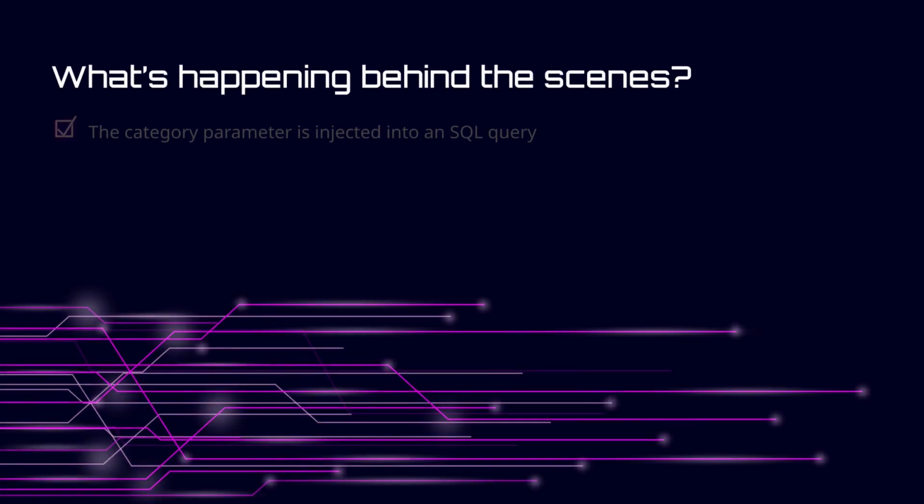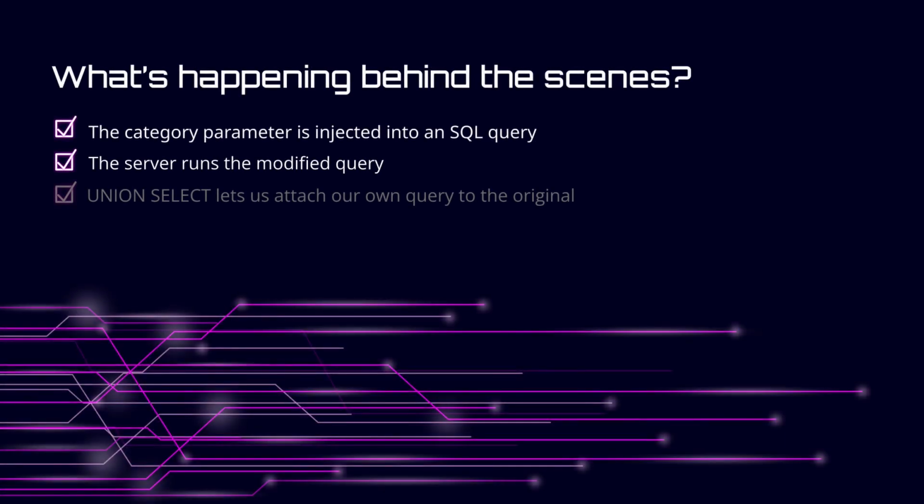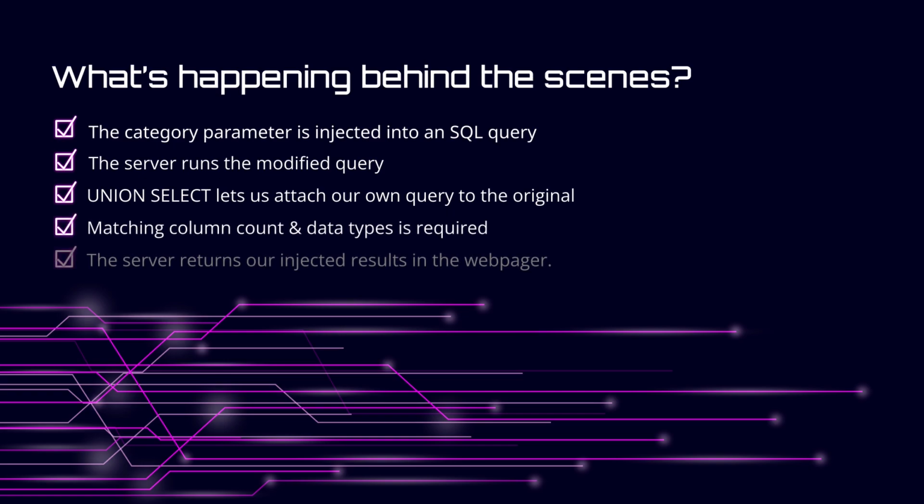Let's take a moment to understand what's happening behind the scenes. When we select a category on the website, the value we choose is inserted directly into a SQL query on the server. Because this input isn't properly sanitized, we can modify the query by adding our own SQL code. The union select keyword allows us to attach a second query to the original one. But for this to work, our injected query has to match the structure of the original, specifically the number of columns and the data types in those columns.